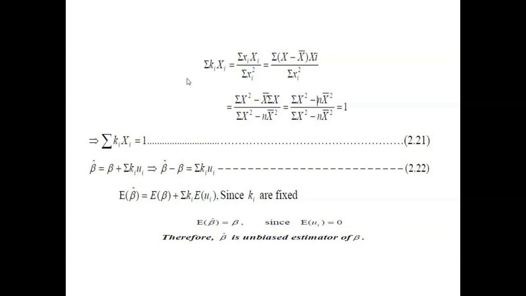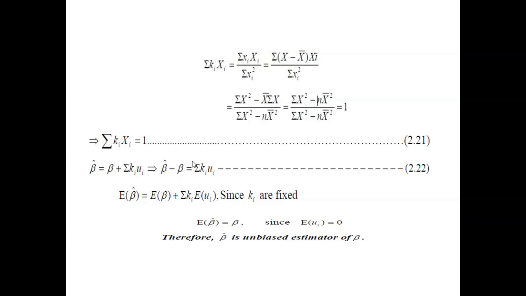So, for example, if ki is a constant number times xi, we can extend it this way. So at the end of the day, the summation of ki xi is equivalent to 1. So beta hat equals beta plus the summation of ki ui, equivalent to beta hat minus beta.